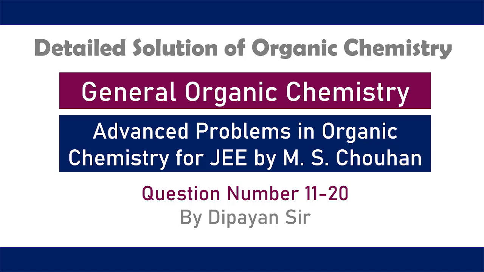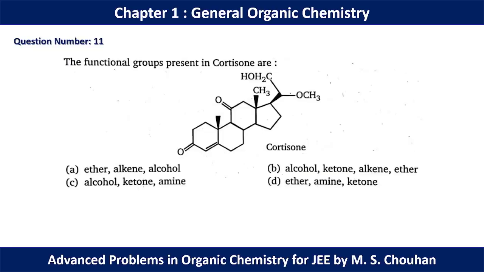Hello students, in this video we are going to discuss question number 11 to 20 from General Organic Chemistry of Advanced Problems in Organic Chemistry for JEE by MS Chouhan book. In question number 11, the functional groups present in cortisone are, so here one molecule is given and we have to find the functional groups present in the molecule.